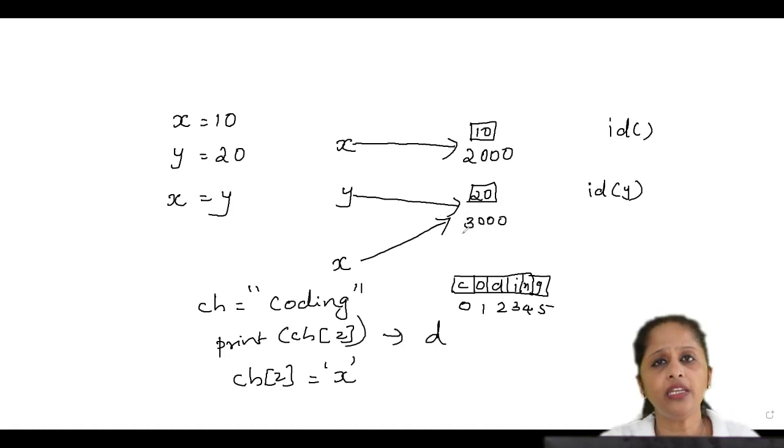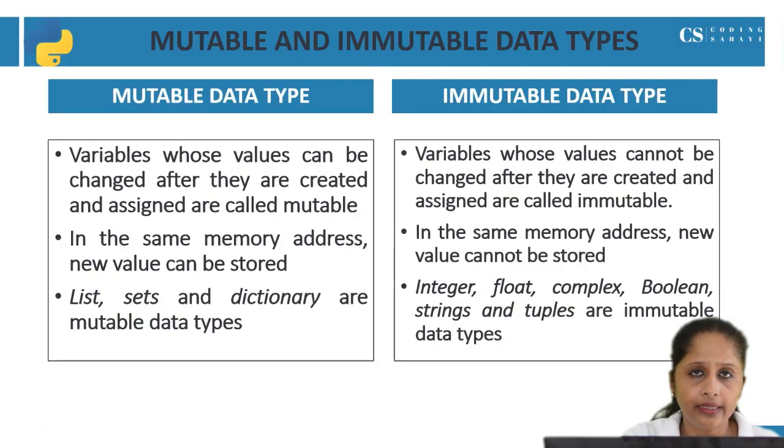And if you want to find out the memory address of a particular variable, or the memory location the variable is pointing to where the value is stored, you can use the function id. id is used to find out the memory address of a value. So that is an immutable data type.